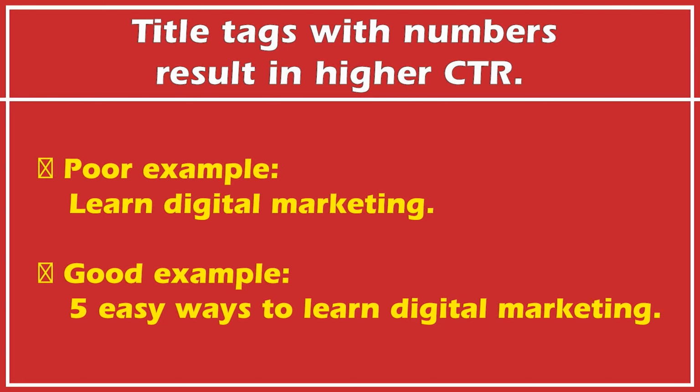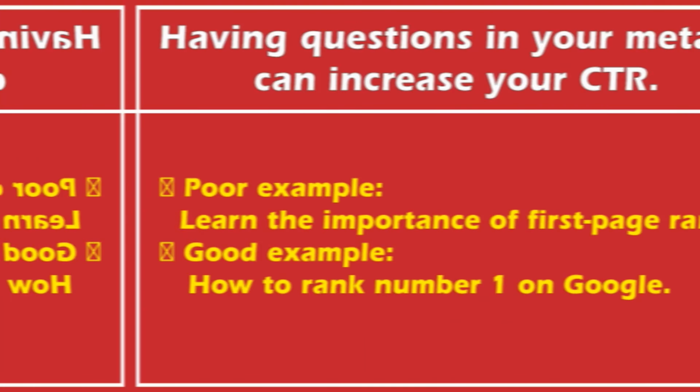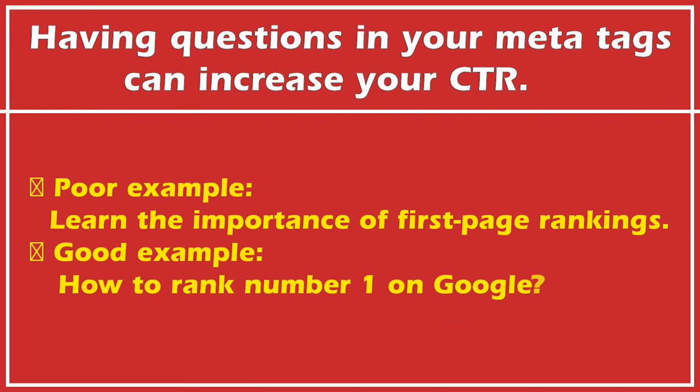Title tags with numbers result in higher CTR. Good example, 5 easy ways to learn digital marketing. Having questions in your meta tags can increase your CTR. Good example, how to rank #1 on Google.